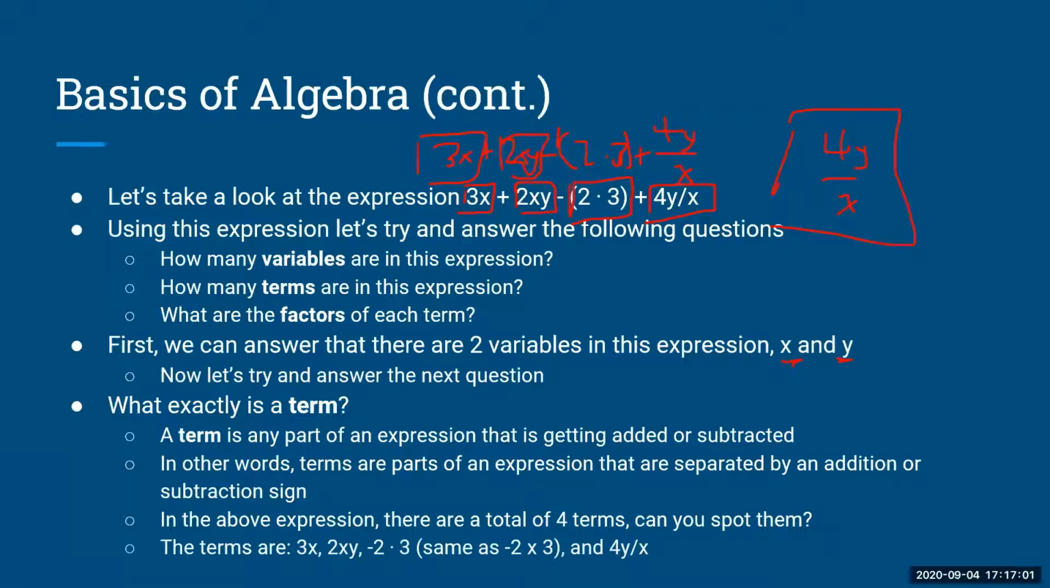So 3x, 2xy, negative 2 times 3, which is the same thing as -6, and 4y over x. Any questions? I think we're good.